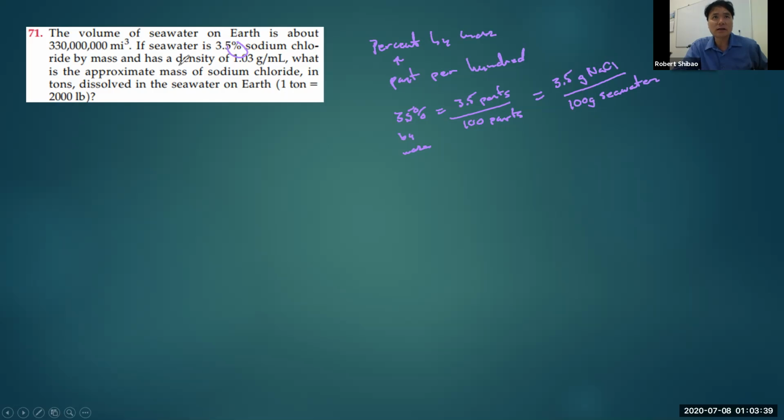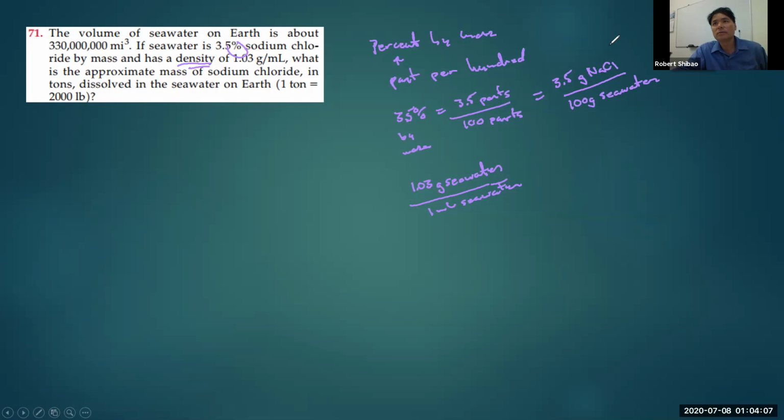And seawater has a density. Okay, what is the density? The density of seawater is a little higher than pure water. The density of seawater is 1.03. So this means 1.03 grams of seawater for every 1 milliliter of seawater. So if you weighed out a milliliter or a cubic centimeter of seawater, it would weigh 1.03 grams, a little higher than pure water.